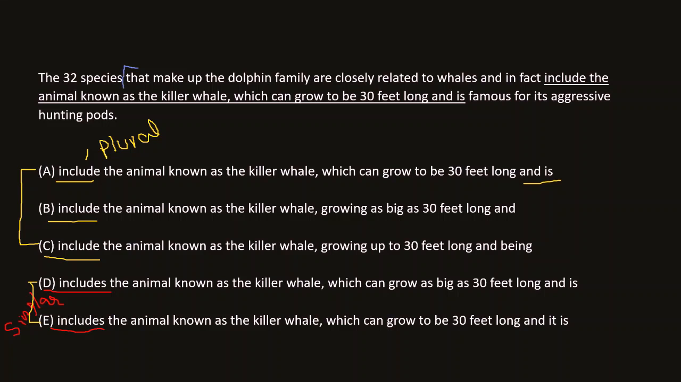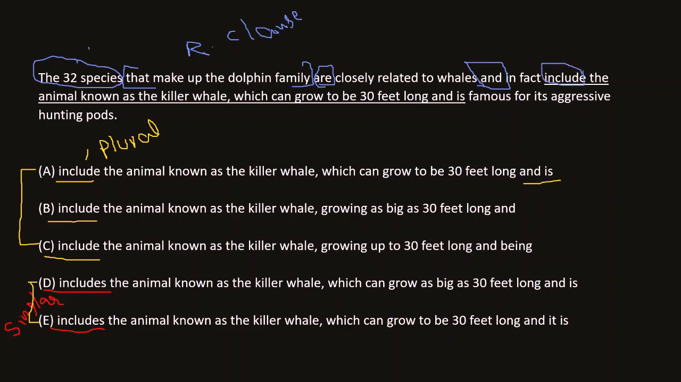Since the options have singular and plural verbs, now I look for the subject in the sentence. And now I analyze this sentence. I identify this subject by ignoring the middleman. Do you see any middleman in this sentence? Yes. That make up the dolphin family. That is a relative clause. When I ignore the relative clause, then what is left? The 32 species. The 32 species is a plural noun.